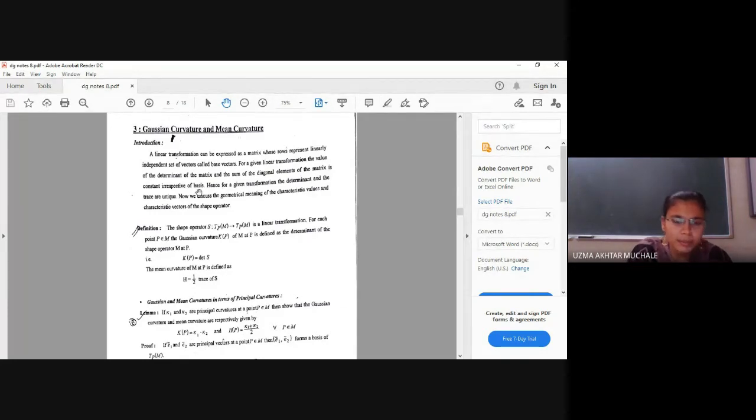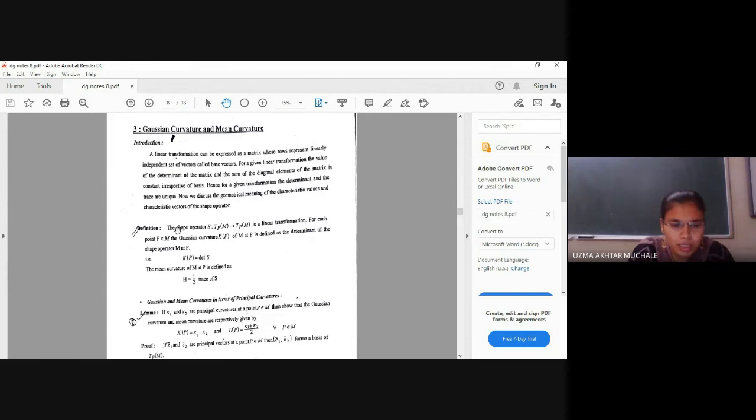You can check by some example. Take any linear transformation and write it down with the help of some different bases. Suppose you are writing for R2 space, so take any two bases of R2 space. With the help of that, you can write down the matrix corresponding to that and check whether the sum of the diagonal elements as well as the value of the determinant of that matrix with two different bases is the same or not. Rather, it will be the same, and that's why the Gaussian and mean curvature has been defined.